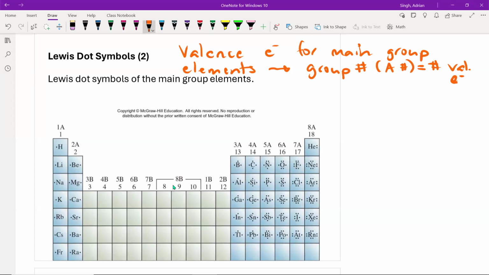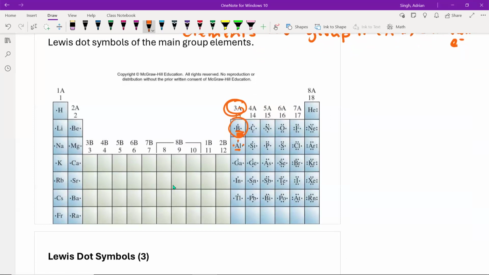Electrons. So for example, we just looked at boron. Boron is here. Boron is in group 3A. So boron has got 3 valence electrons. Guess what? Aluminum, also in group 3A, also has 3 valence electrons. If I look at something like F, which is fluorine, fluorine is in group 7A.